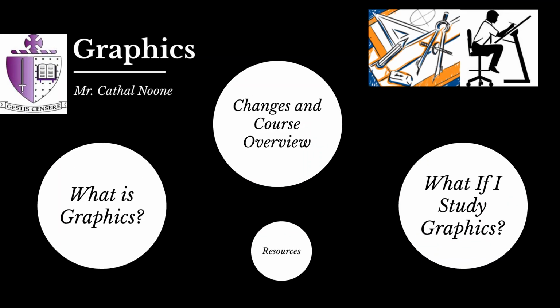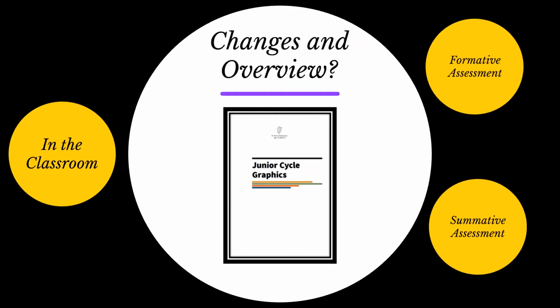So some changes and course overview. The new junior cycle course is called Graphics. This is a small bit different to what would be traditionally known as the technical graphics subject. There have been three big changes to the subject, but the core remains the same. The three changes are made in the classroom and with the way the subject is assessed.